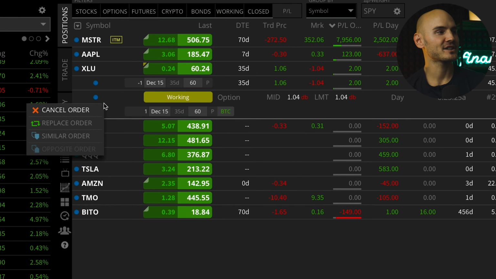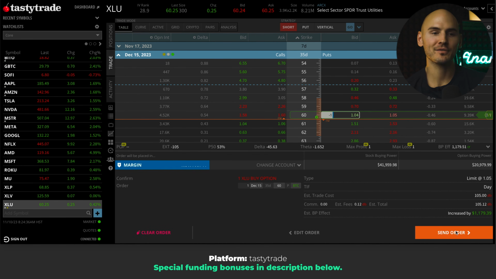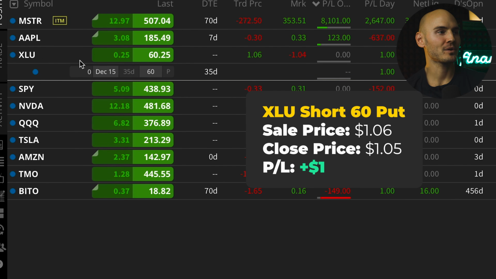So it's not getting filled, and I just want to close it out, so I'm going to right click, hit replace order, and then I'm going to increase the purchase price to $1.05, which brings my profit to $1, and that went through. So in this example, I successfully shorted a put option for $1.06, and I bought it back for $1.05, therefore securing a $1 profit, a huge $1 profit on this trade example.